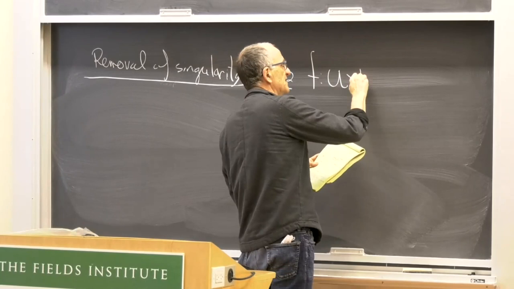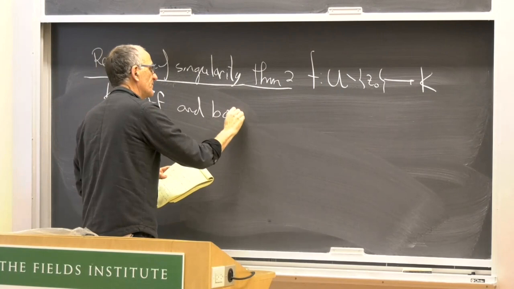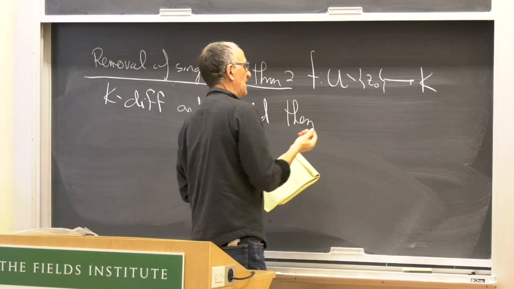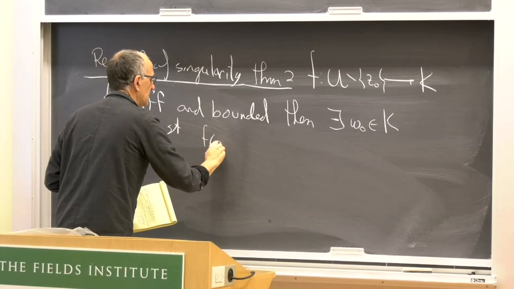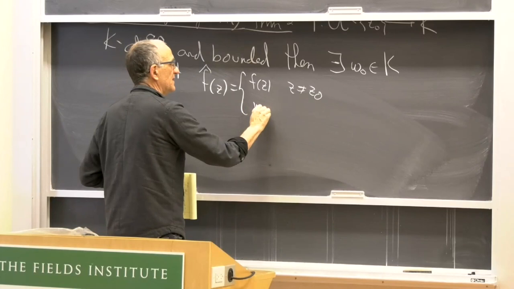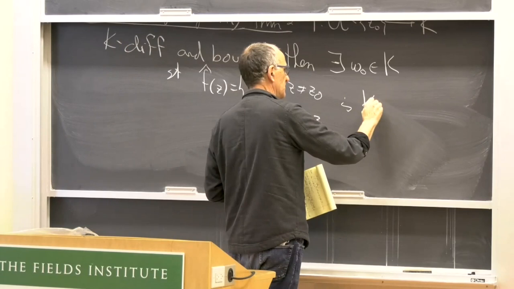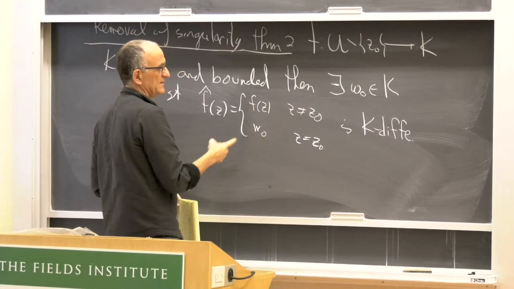F, now it's an arbitrary open set U into K, is K-differentiable and bounded, then, how does one say this? Z0 is removable, so it means that there is some W0 in K such that F hat of Z, let's say, is F of Z for Z different than Z0 and W0 otherwise, and F hat is differentiable at Z0. For some W0, this is just the limit, because it becomes continuous. This is just the limit of F as Z approaches Z0. So there is a limit, and this is the limit.